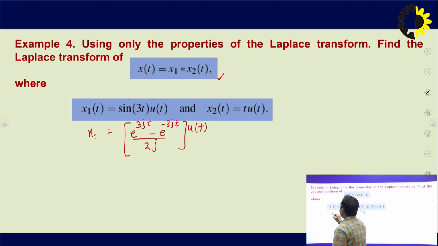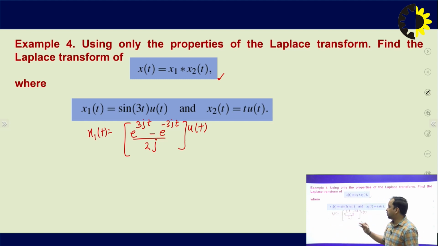This is x1(t). So how can we calculate X(s)? We can calculate X(s) by applying the property. Property means first of all we will be calculating the transform for u(t). We are already aware it is 1/s. After that, this is shifting in the s domain. So we will be having two terms. One is 1/(s - 3j), and the second term will be 1/(s + 3j). So this is nothing but X1(s).